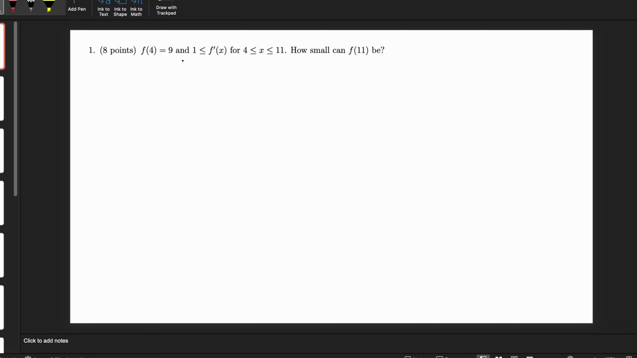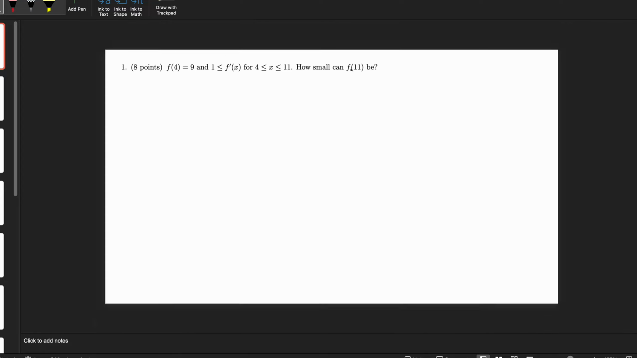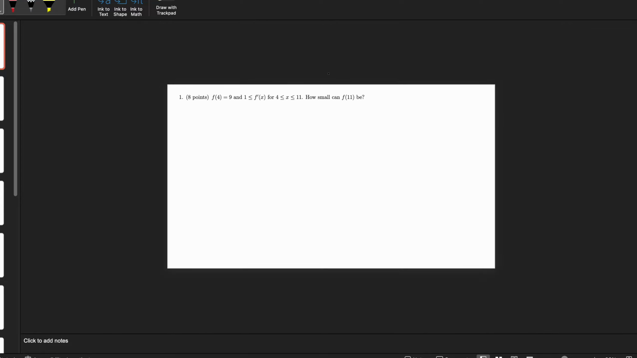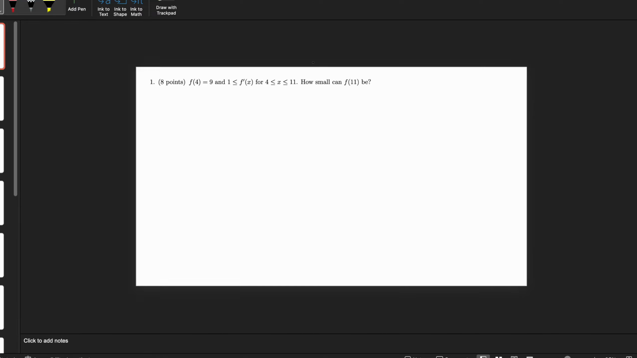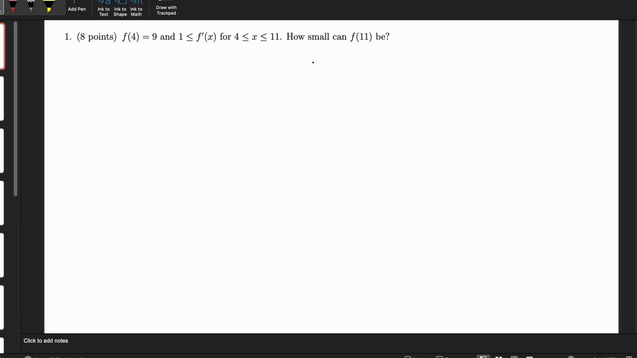f of 4 is equal to 9. 1 is less than or equal to f prime of x for x in this range. How small can f of 11 be? Well, oops, what did I do there? Just a moment. Okay. Well, we're going to use this nice fact. We know that for any function which is continuous on its domain, we have this fact.